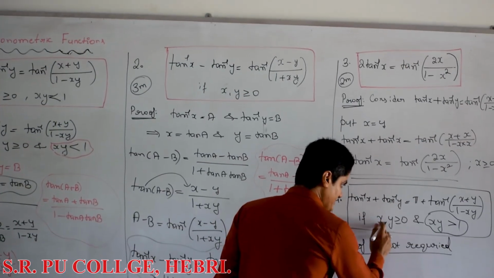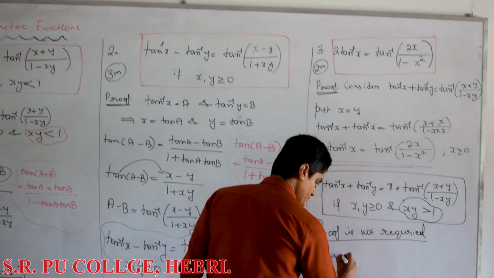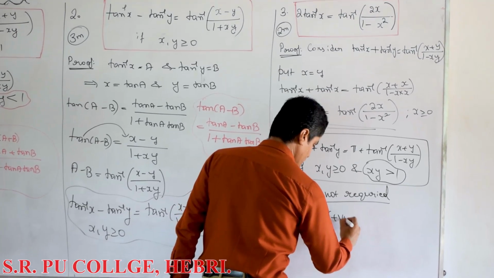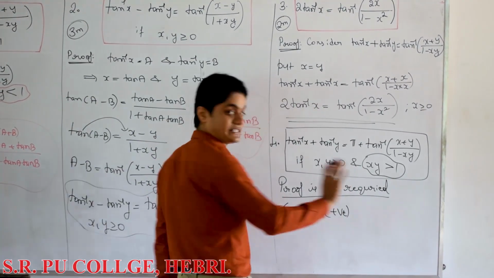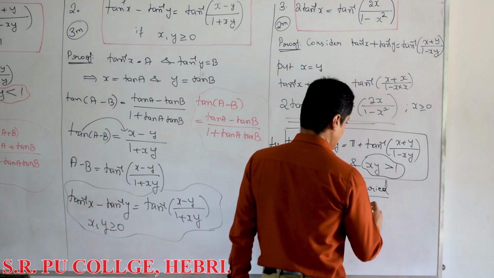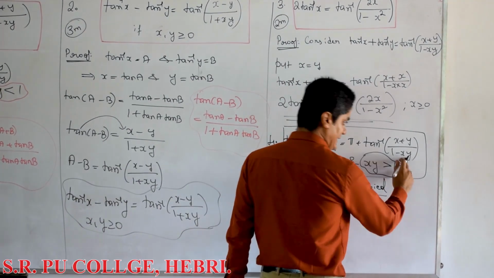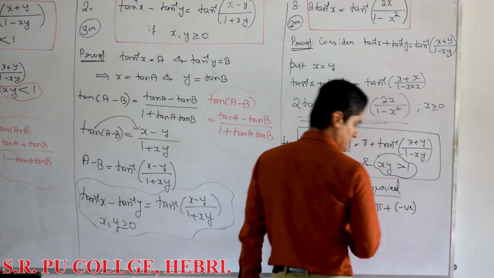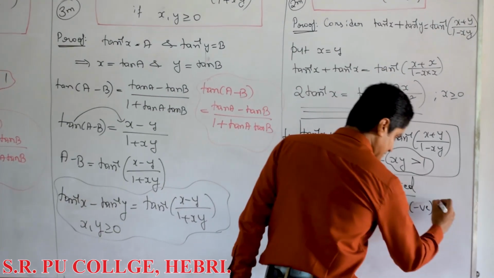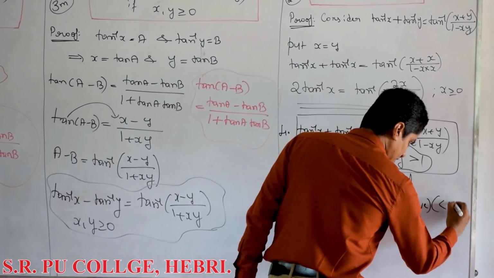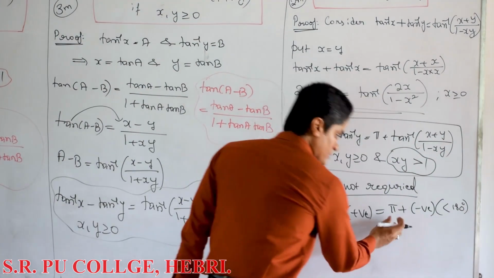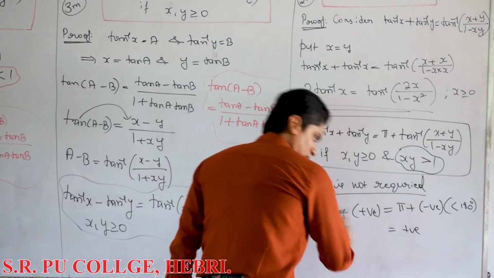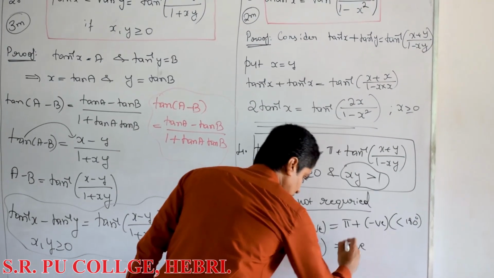See this. Since x is positive, the first term on the left hand side is positive, and y is positive, so the second term on the left hand side is positive. So what is the conclusion? The left hand side is always positive. Now take the right hand side. It becomes pi plus, and if x into y is greater than 1, this whole thing will become negative. So minus, okay. This angle is definitely less than 180 degrees. So 180 minus something less than 180 degrees is definitely positive. So the sum of two positive numbers is positive. So the problem is solved.